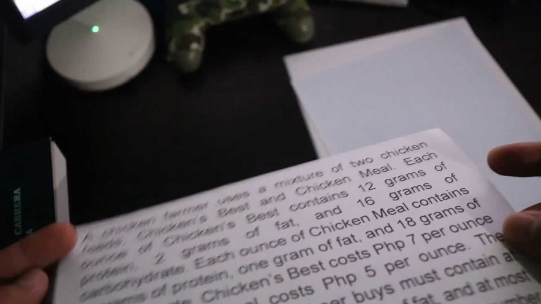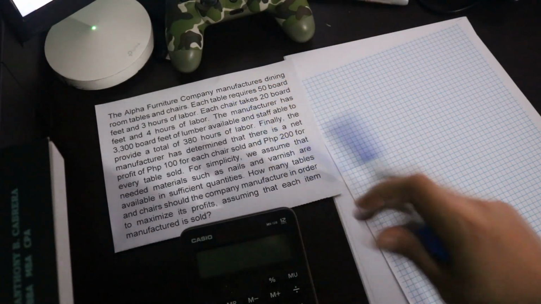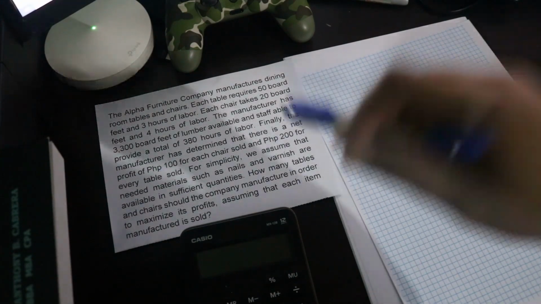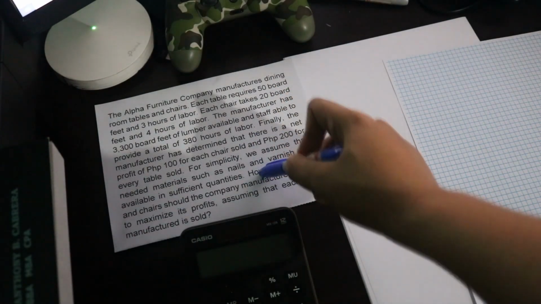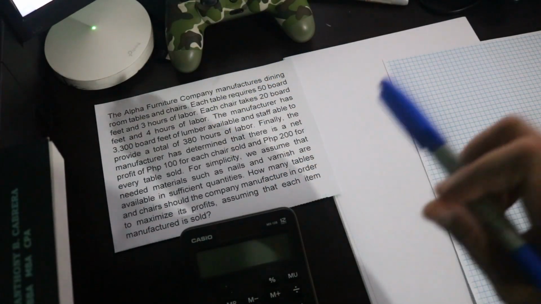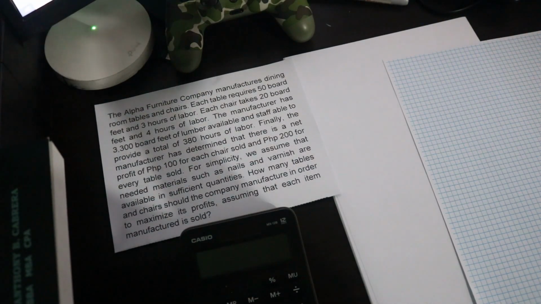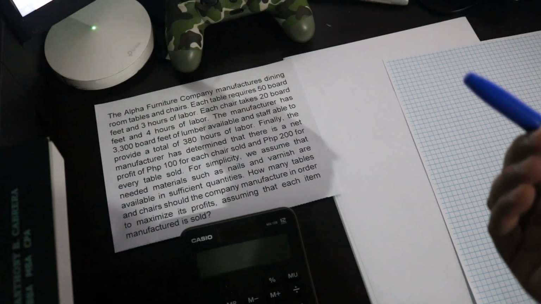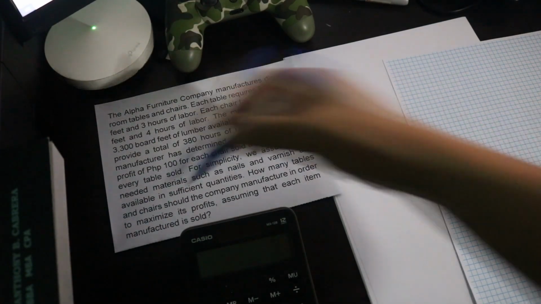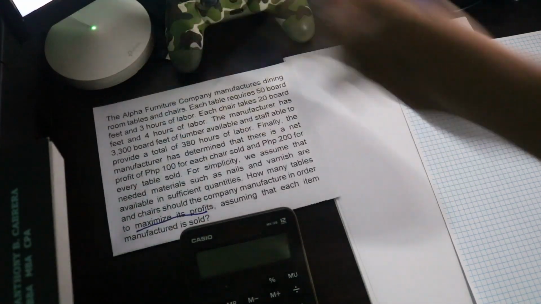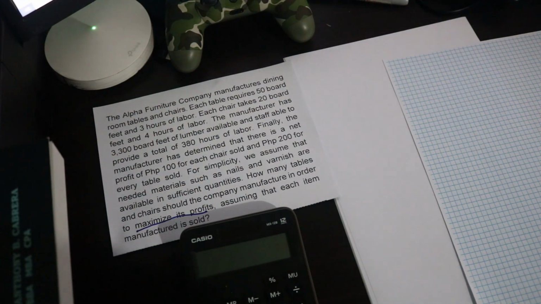How many tables and chairs should the company manufacture in order to maximize its profits, assuming that each item manufactured is sold? Recall that in our classes, I told you that we need to capture this situation into a mathematical model. The model that we will be creating must be able to accurately represent the situation or the problem that we are trying to solve. Remember also that our linear programming model must contain the objective function and the constraint functions. Our objective here is to maximize, as stated in the problem, and therefore our objective function must be able to reflect that.